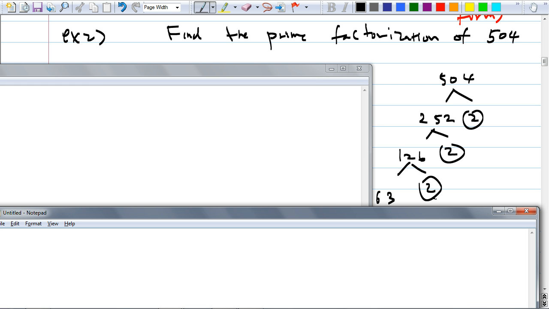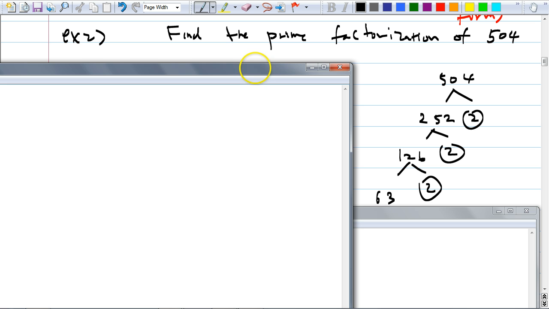We know it's not, because what's 6 plus 3? 9. I know that 2 doesn't go in, right? Because it's an odd number. So clear? 63, what goes into 63? 7 times 3, right? Because 6 plus 3 is 9. We know that 3 goes into 9. So 3 times what gives you 63, class?